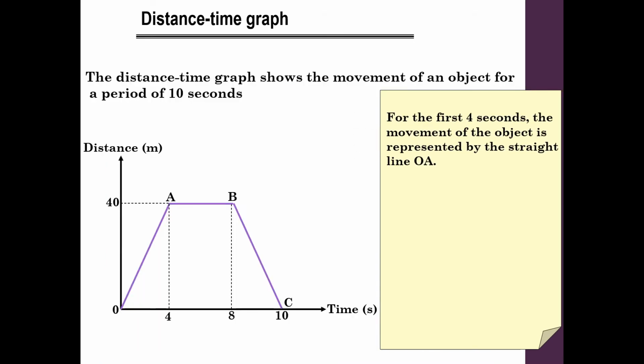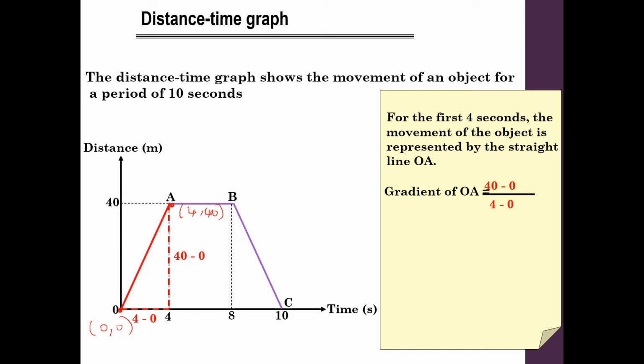So let's say here, for the first 4 seconds, another example, distance-time graph. The movement of the object is represented by the straight line OA, in which if you want to find the gradient, as we learned before, it will be 40 minus 0 over 4 minus 0. y2 minus y1: the point here is 4, 40, and here the coordinate is 0, 0. So y2 minus y1, 40 minus 0, divided by x2 minus x1, which is 4 minus 0.